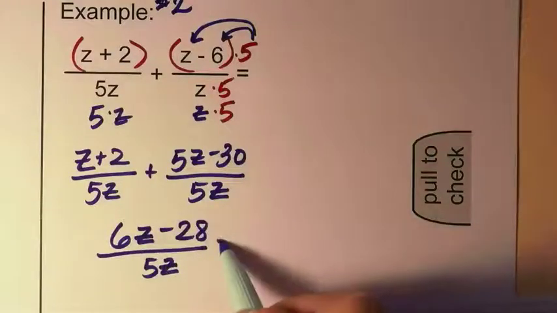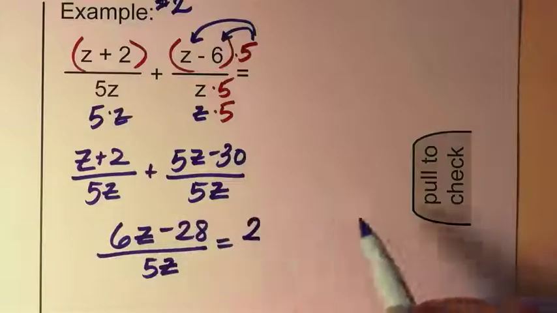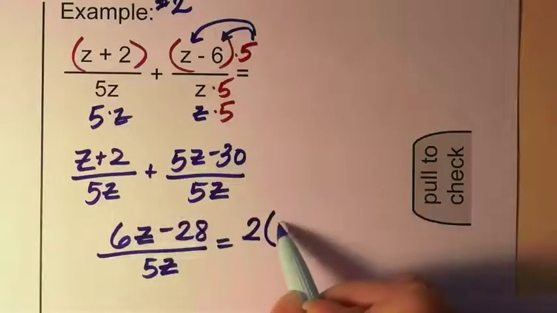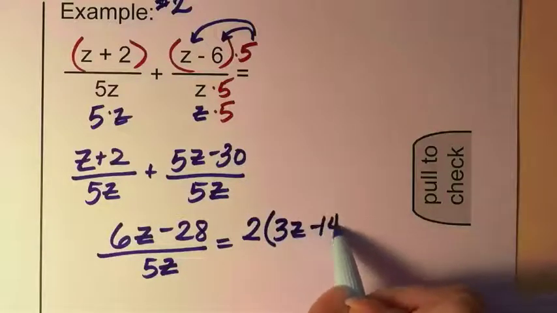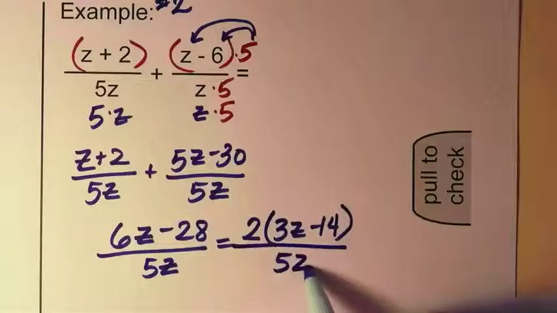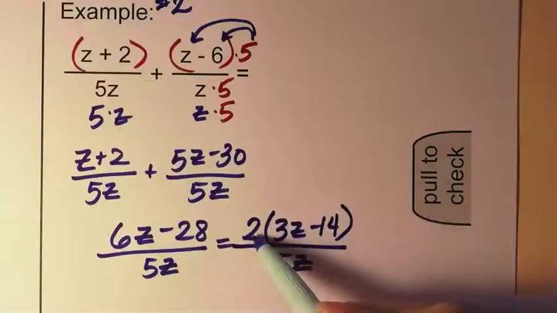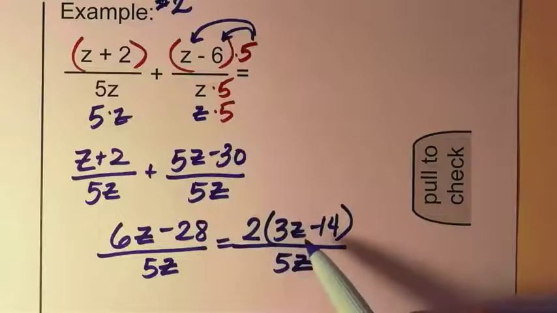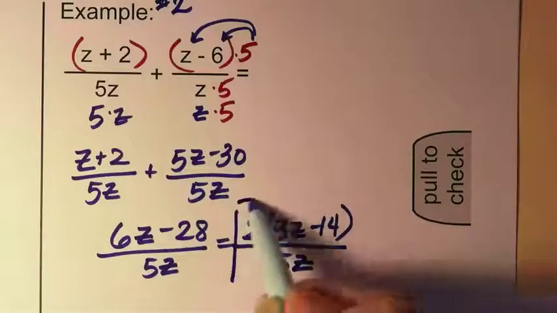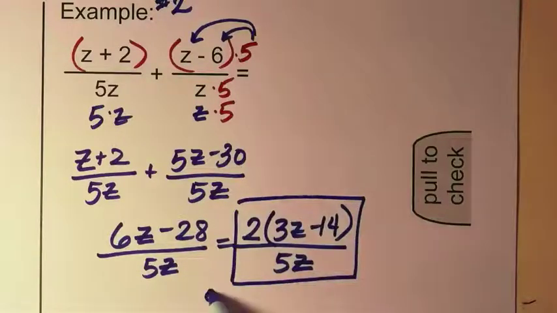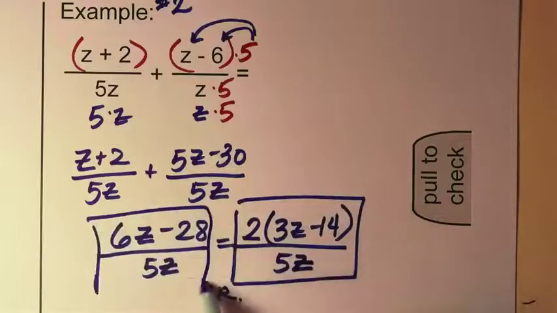Now, I could factor this. There is a multiple of 2 here, so I'm going to pull out the 2, and then I would get 3z minus 14 all over 5z. And this factor, unfortunately, I cannot cancel. So either of these answers are acceptable. You could have this as an answer, or you could, of course, have this as your answer. So either one would be fine, okay?